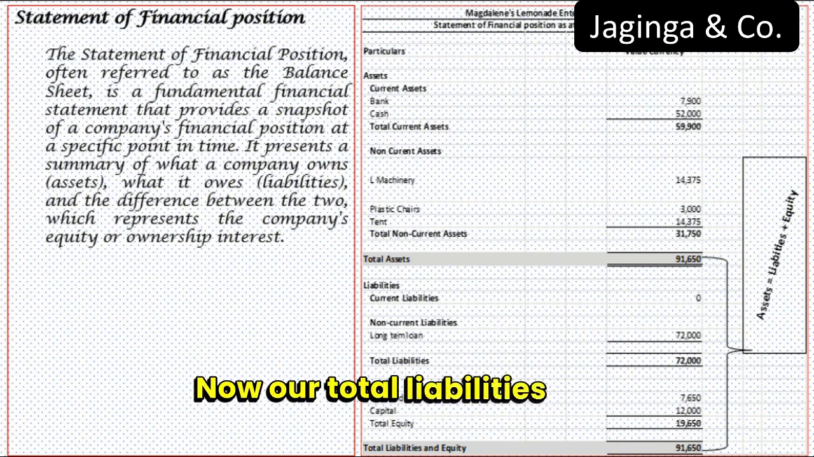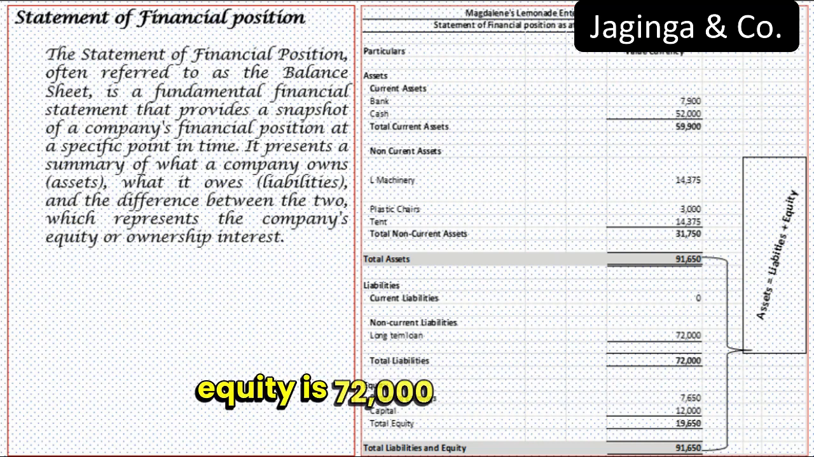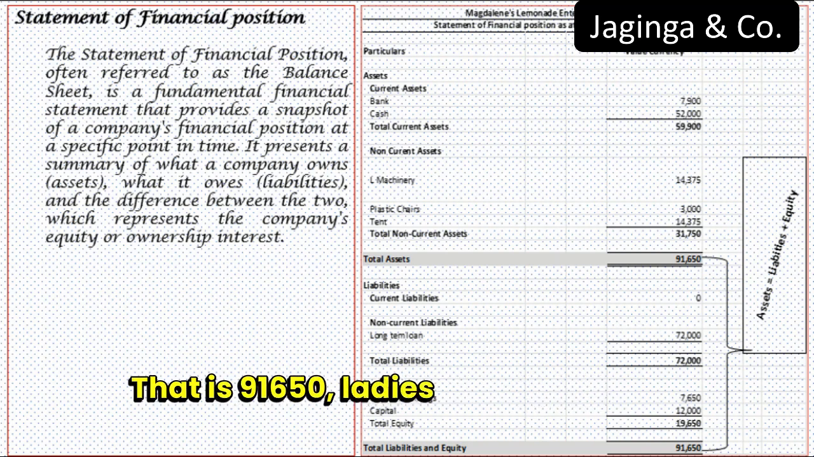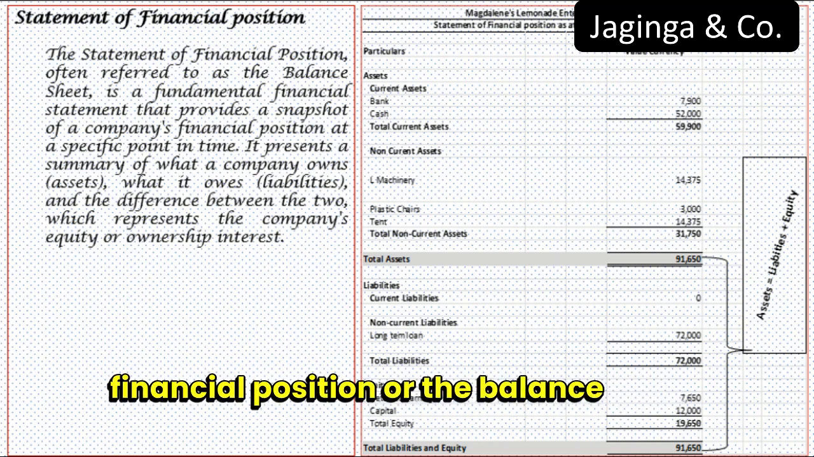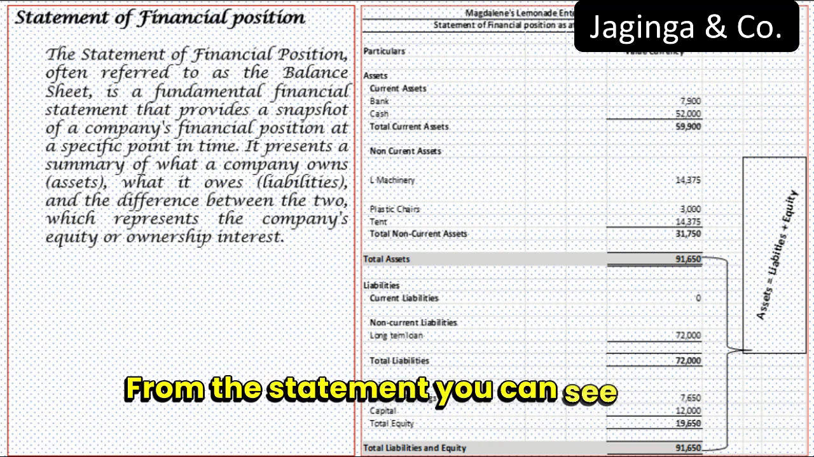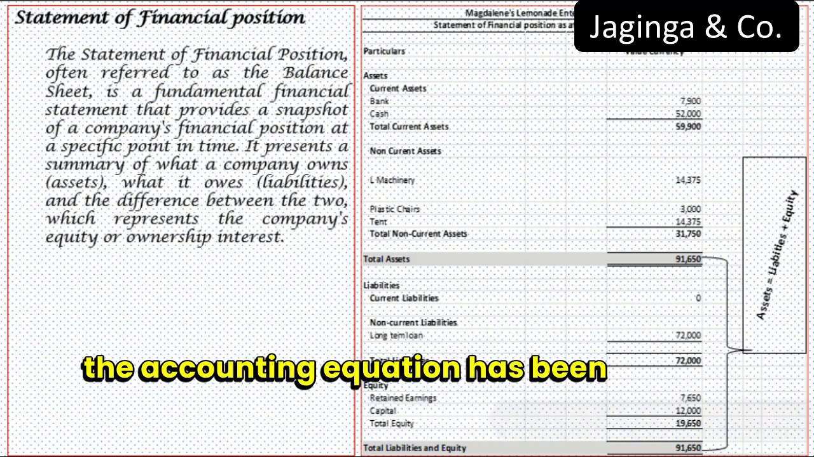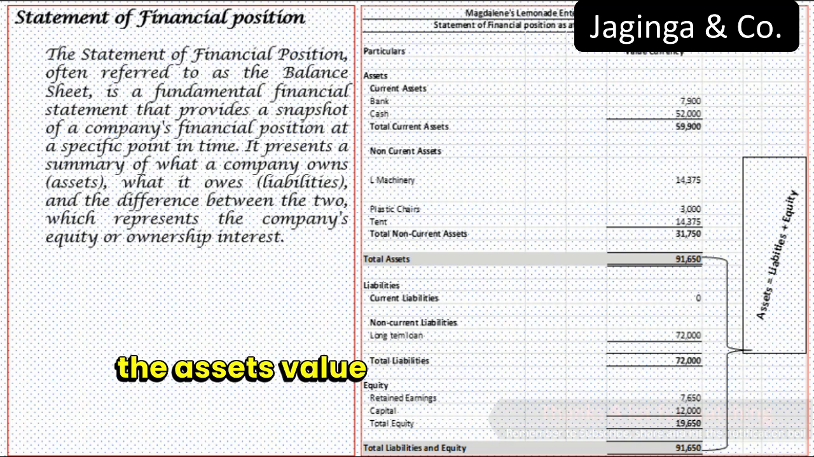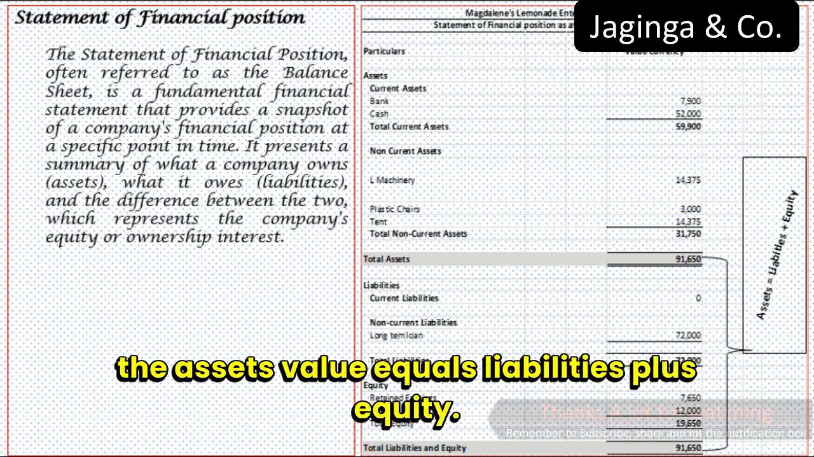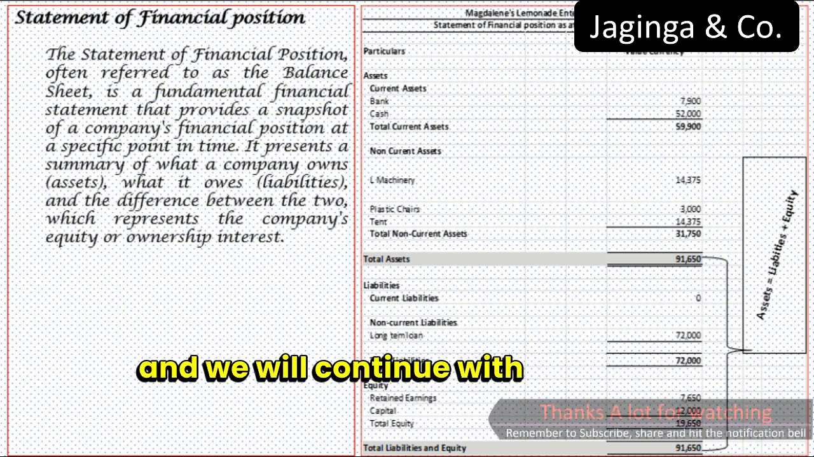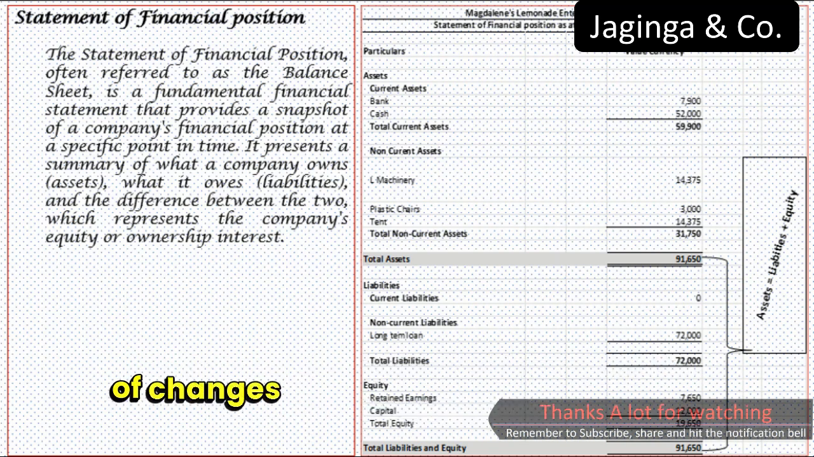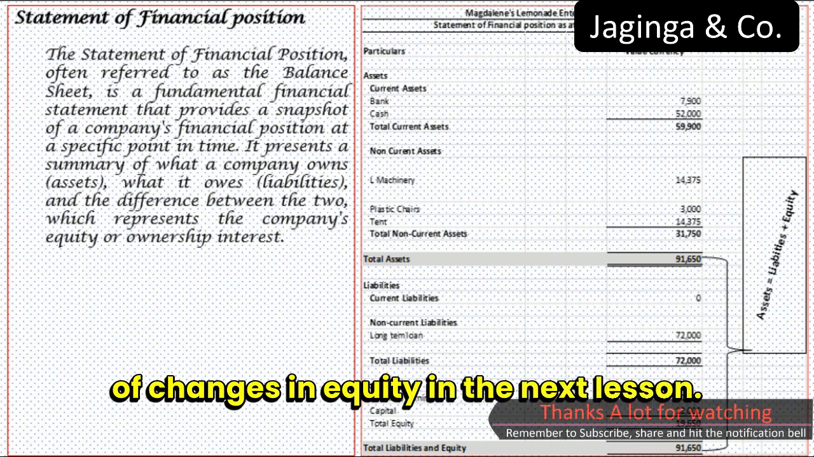Now our total liabilities plus equity is $72,000 plus $19,650. That is $9,165. Ladies and gentlemen, now we have our statement of financial position or the balance sheet. From the statement, you can see how the accounting equation has been applied, where the assets value equals liabilities plus equity. This is enough for this lesson for you to digest, and we will continue with cash flow statement and statement of changes in equity in the next lesson.